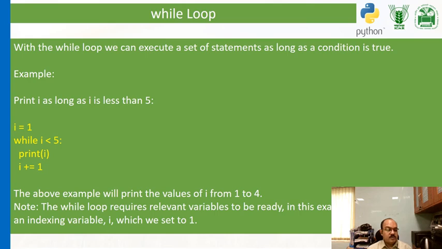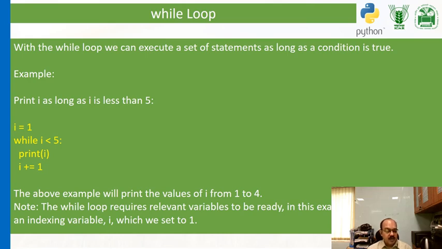The while loop checks while i is less than 5. Say when the value of i is 1. It checks if i is less than 5, obviously 1 is less than 5. So it will print the value 1. Then the value of i is incremented by 1. That means it becomes 2.